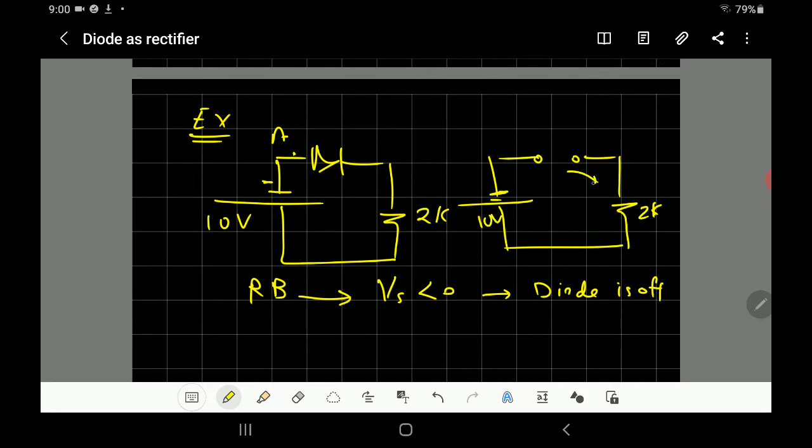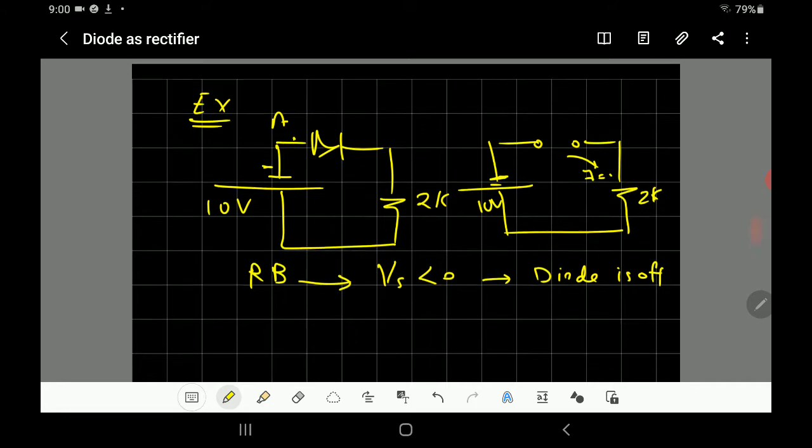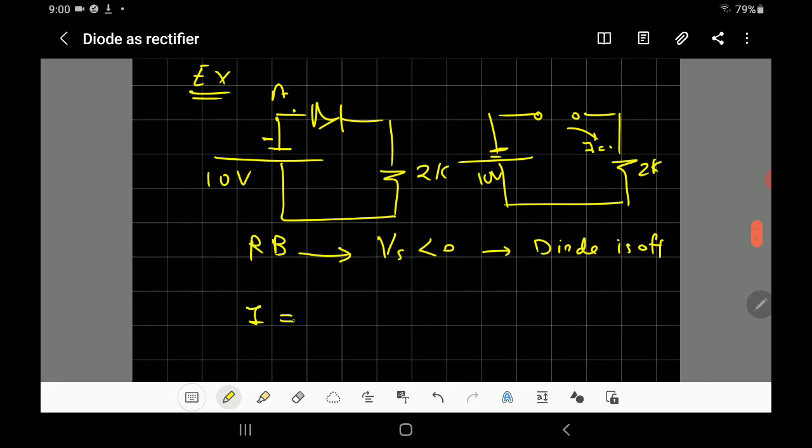So the current is equal to 0 because it's an open circuit. If the current is equal to 0 ampere, the output voltage is R times I, and I equals 0, so the voltage equals 0.